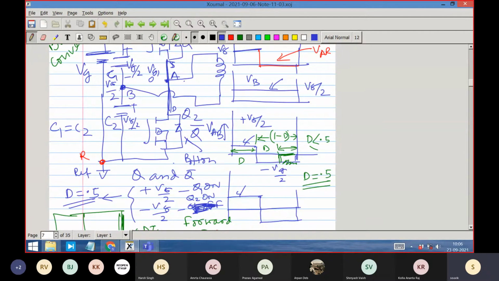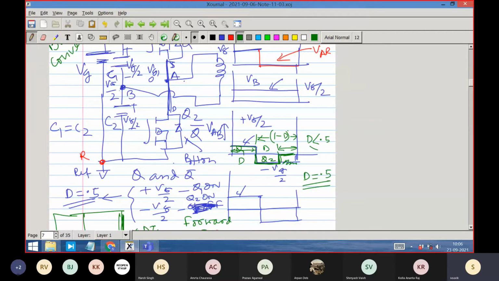Just look at the signal. This is the duration Q1 is on for D. D is a general variable now. It can be 0 to 0.5. It is a general variable now. That duration must be balanced by Q2 on. This is when Q2 is on. This is when Q1 is on. And their durations I matched it.